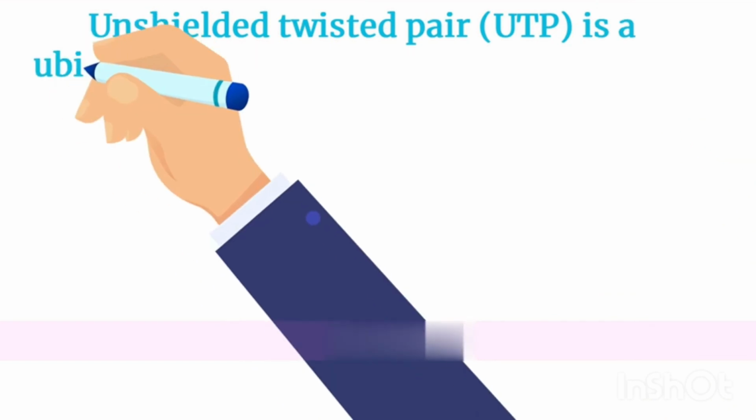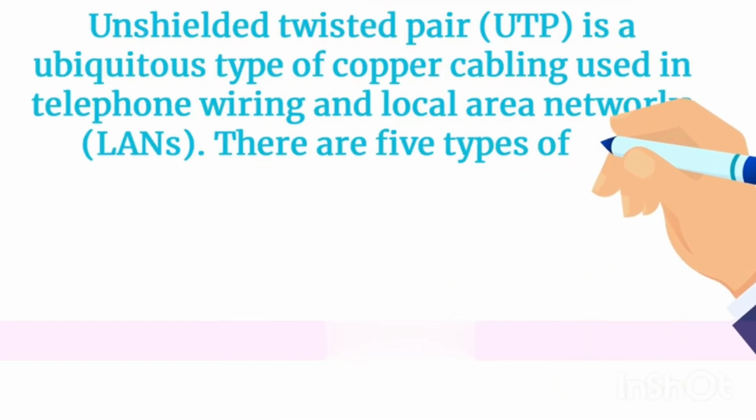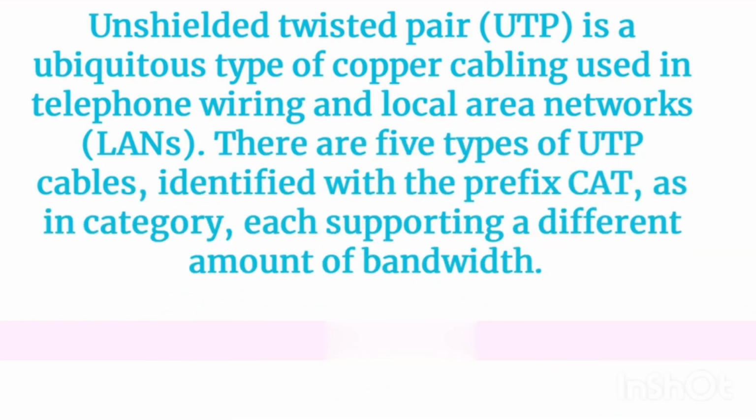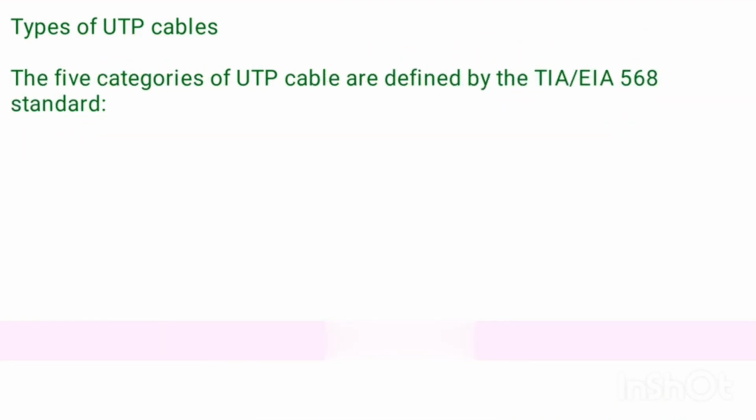Unshielded twisted pair, UTP, is a ubiquitous type of copper cabling used in telephone wiring and local area networks. There are 5 types of UTP cables identified with the prefix CAT, as in category, each supporting a different amount of bandwidth. Types of UTP cables.